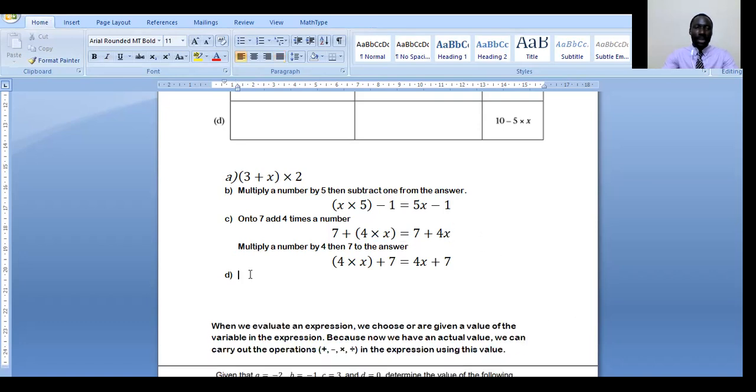Now, the other thing we don't want to miss is the last one, which has got 10 minus 5x. Well, we could say multiply a number by 5. Subtract the answer from 10. You see? Multiply a number by 5. Yes, that is one thing. Then subtract the answer from 10.